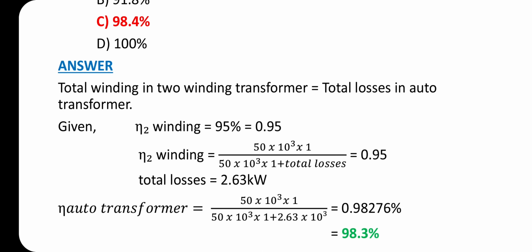Total losses in 2 winding transformer equal total losses in auto transformer. Given efficiency of 2 winding equal to 95%, which is equal to 0.95. Efficiency of 2 winding equal to 50 into 10 raised to 3 into 1 divided by 50 into 10 raised to 3 into 1 plus total losses, which is equal to 0.95. After rearranging, we get total loss as 2.63 kilowatt. Therefore, efficiency of auto transformer equal to 50 into 10 raised to 3 into 1 divided by 50 into 10 raised to 3 into 1 plus, substituting this total losses in that equation, we get efficiency of auto transformer as 98.3%.